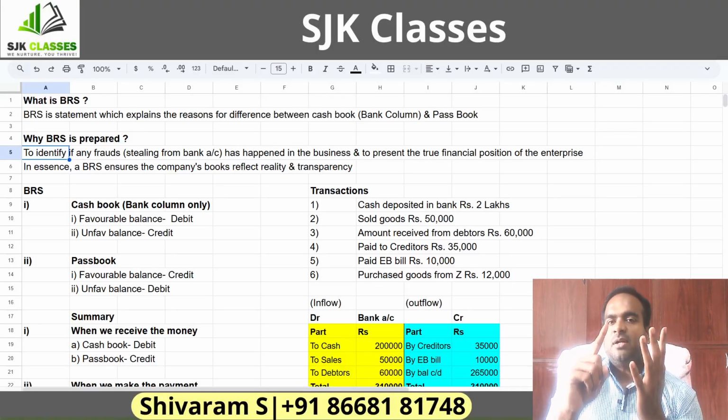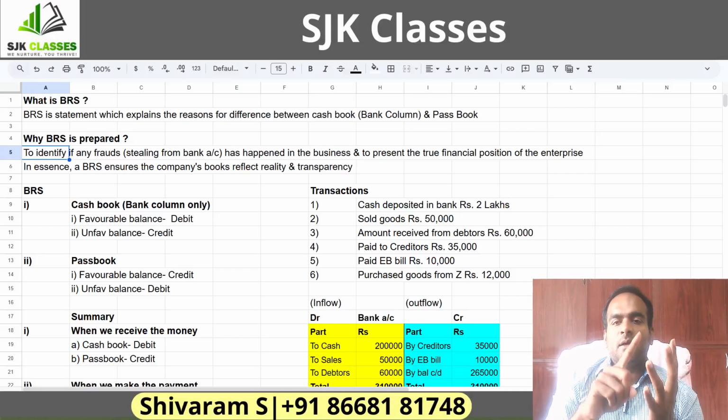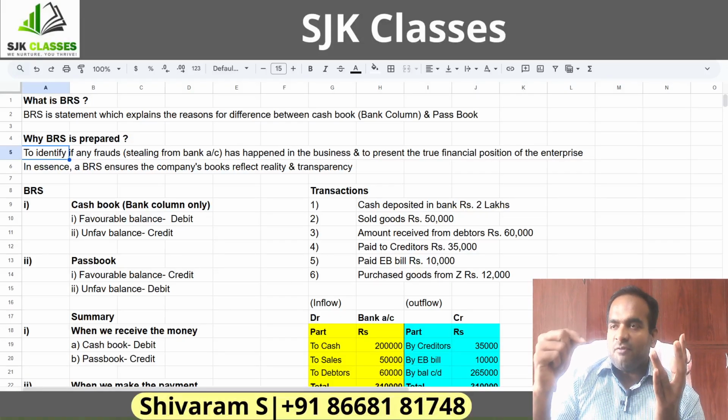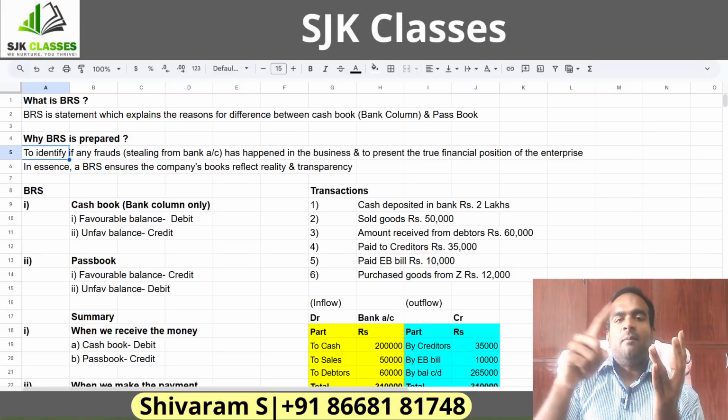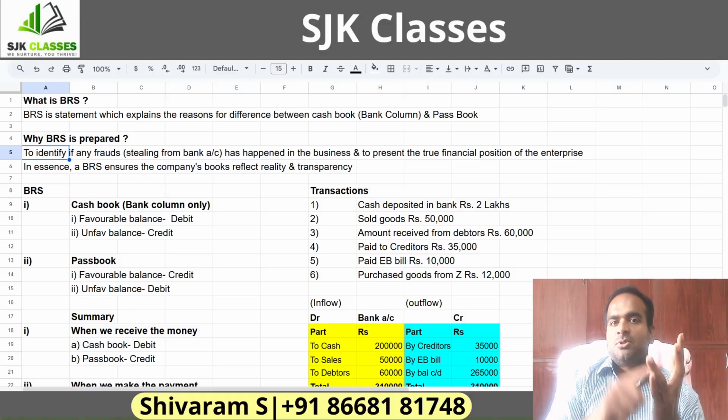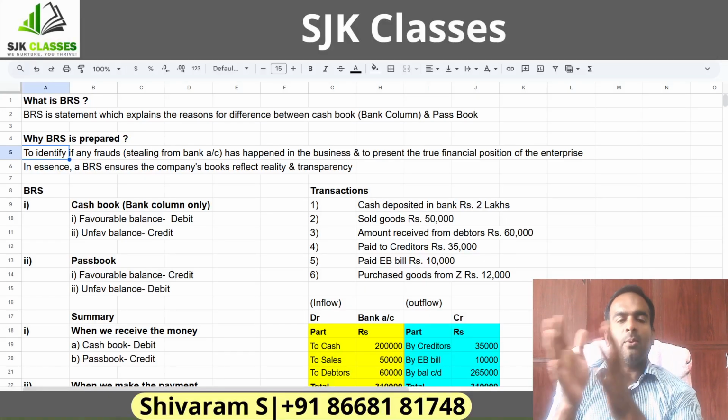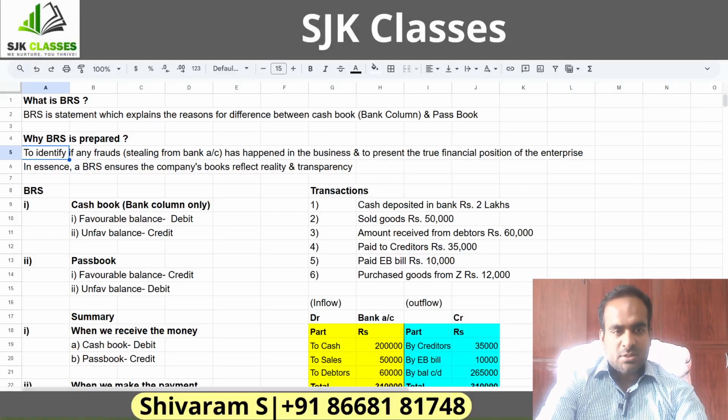So it will help us to identify if any frauds have happened in the business, this kind of pilferage fraud, and if any entries are not recorded in the cash book, through BRS we can identify those types of entries and record them in the cash book so that the financial position becomes true and fair. So that's the concept here.